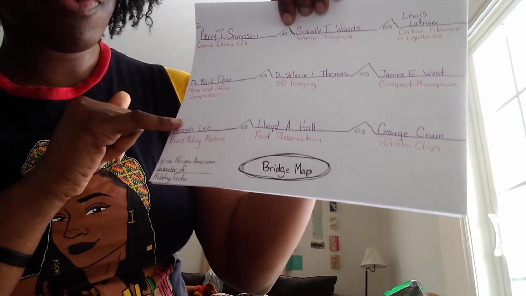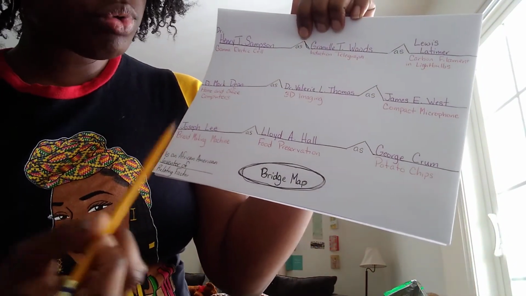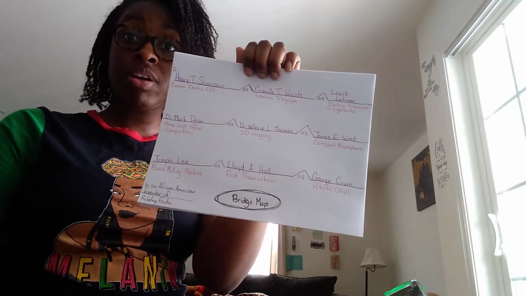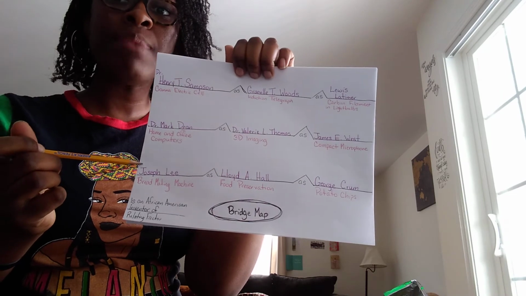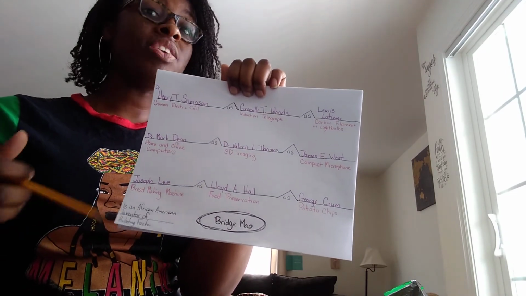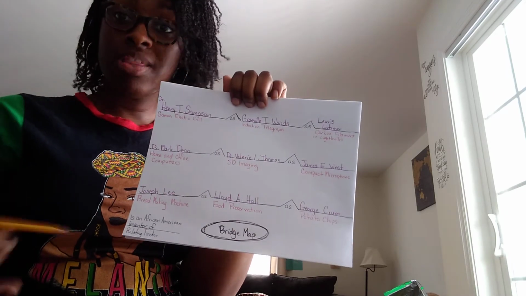We learned about Joseph Lee, who invented the bread making machine. The fact that you have bread available to you in the store is a big part of him because he was able to mass produce bread. And he was the first one to really find a way to efficiently make a lot of bread that can be sold.